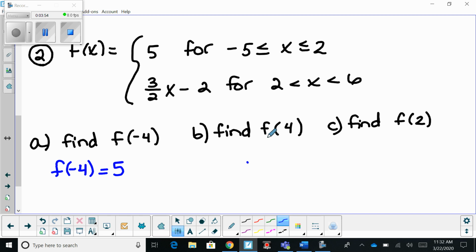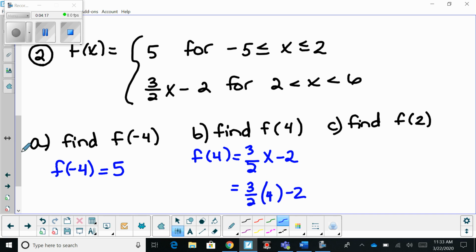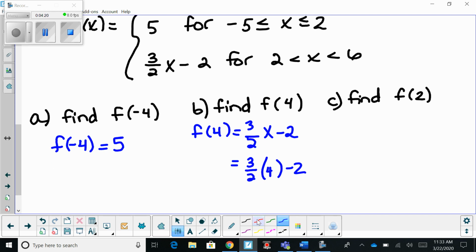Right here where it asks me to find f of 4, 4 falls between 2 and 6. So I'm using the bottom piece of the function for 4. So 3/2 times x minus 2. I plug my 4 in there. 3/2 times 4 minus 2. Well, if I reduce here, 2 goes into 4 twice. 3 times 2 is 6 minus 2. And that gives me 4. So f of 4 equals 4.